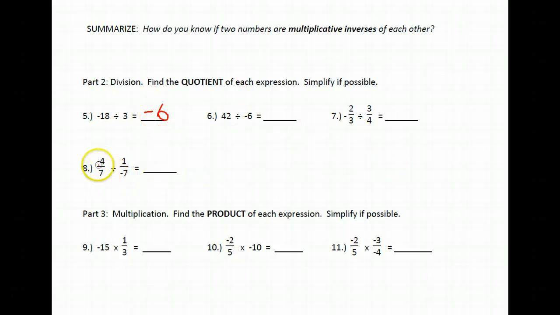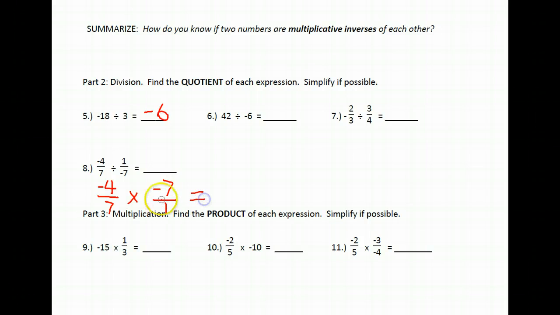If I look at number 8, since these are two fractions, I solve these with keep, change, flip. That is using multiplicative inverses. It's the same. Multiplicative inverses are keep, change, flip. So I take negative 4 over 7. I keep that the same. Change division to multiplication and take the multiplicative inverse of 1 over negative 7. So now I've got negative 7 over 1.